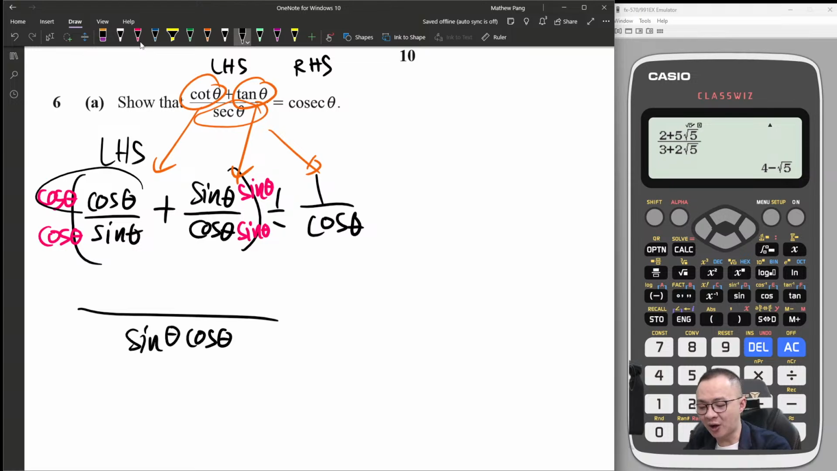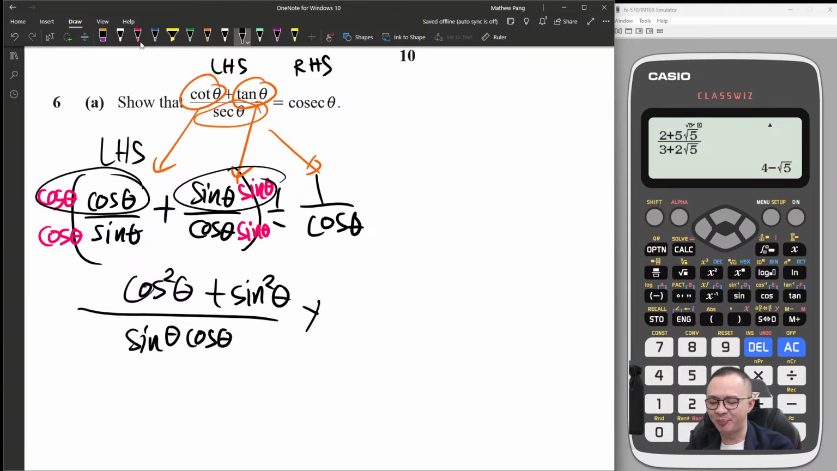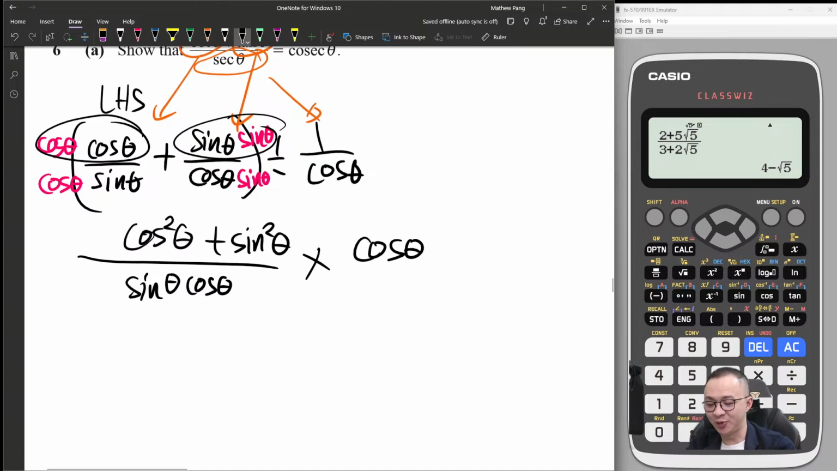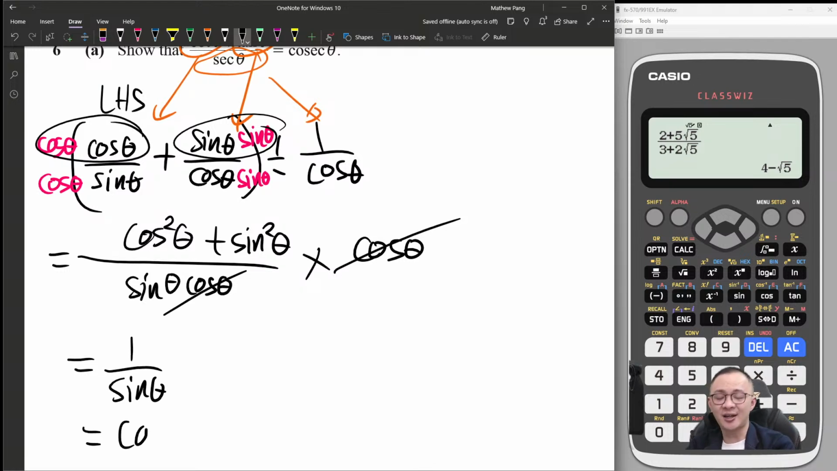Top is cos squared theta plus sin squared theta. And actually we already know it equals 1, but I just like to pretend I don't know yet, for the examiner to feel happy a bit. So cos and cos I simplified. Then now it is 1 over sin theta. 1 over sin theta is cosecant theta, right? Sure.